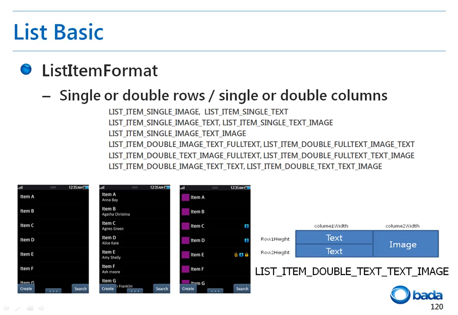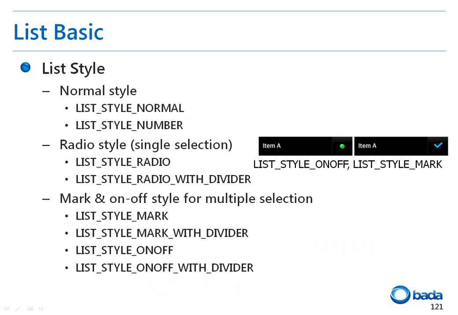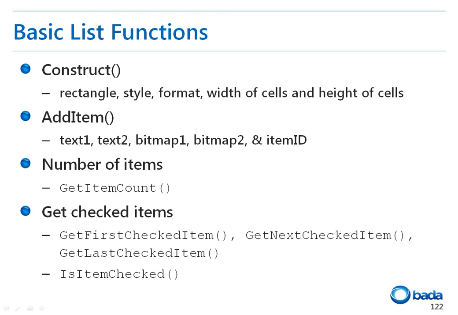In the basic list type, the list format is a 2x2 item array. Depending on whether images or text strings are to be added to the list, lists of various formats are prepared. The list styles available include the normal style, styles for radio actions, and styles with a check or on-off. These functions are the basic list functions.